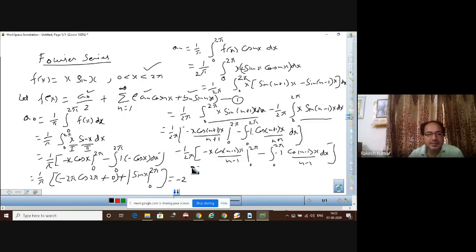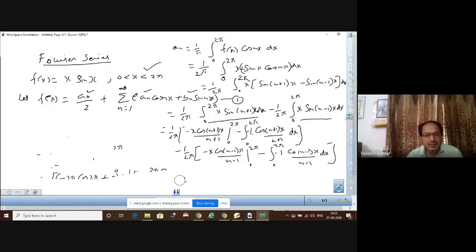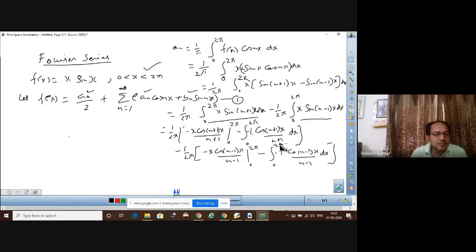You have to make some space on the left hand side. I am going to erase the value of a naught. Remember, the value comes out as minus 2. We should substitute it at the last of the question, in equation number 1. Let us find out the value of an.